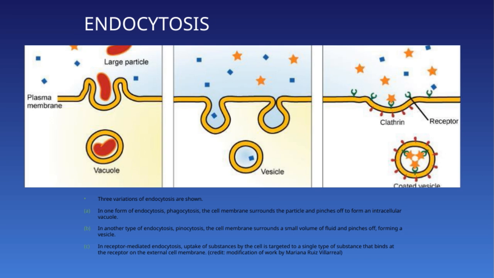Remember, all these forms of endocytosis are essential for the cell's ability to interact with and adapt to its environment, and they help maintain cellular homeostasis.